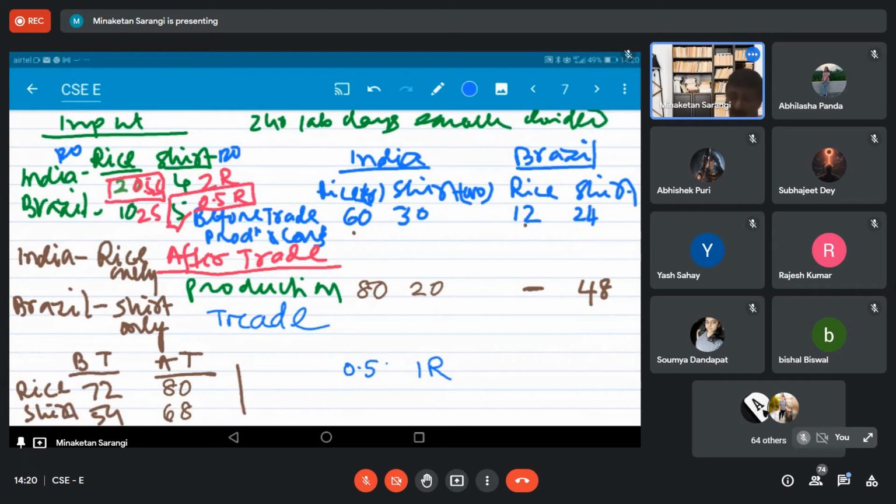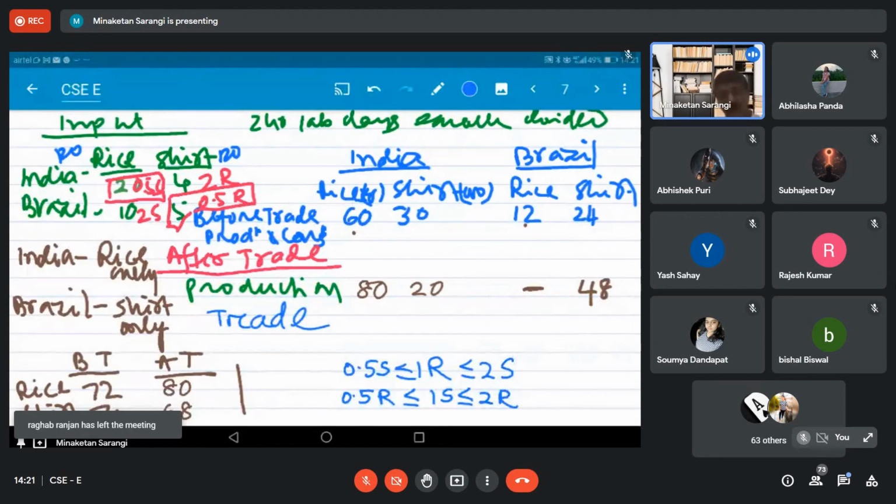When India is selling the rice, 0.5 SAT is less than or equal to 1 R, which is less than or equal to 2 SAT. This is the inequality in terms of rice. Also in terms of SAT, it will be 0.5 R less than or equal to 1 SAT less than or equal to 2 R. This is the inequality.